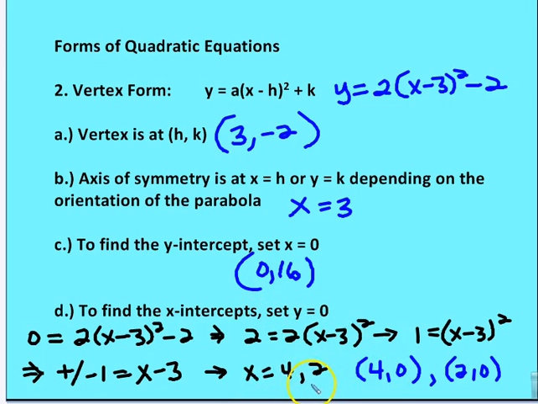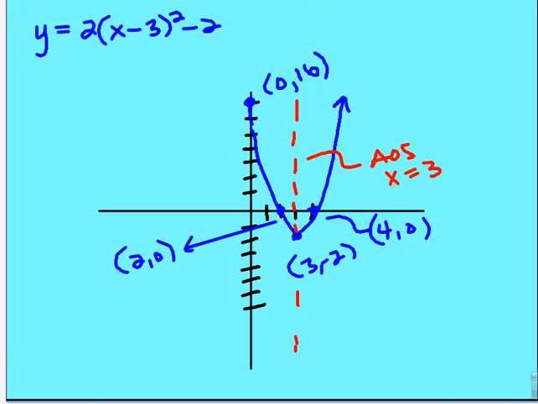Remember, we're asking for coordinates, so we're not done here. We have to rewrite this in coordinate form. The x-intercepts are (4, 0) and (2, 0). Now we're going to take that information and graph it: the x-intercepts, the vertex, the axis of symmetry, and the y-intercept.